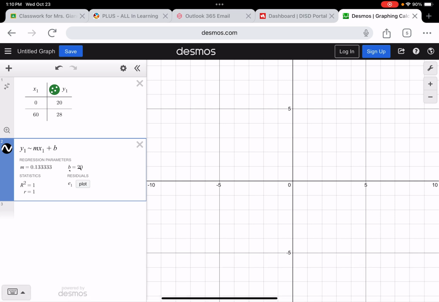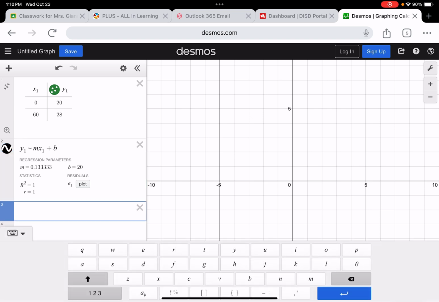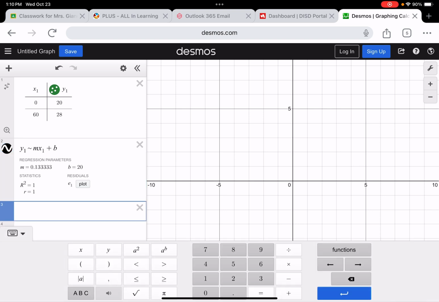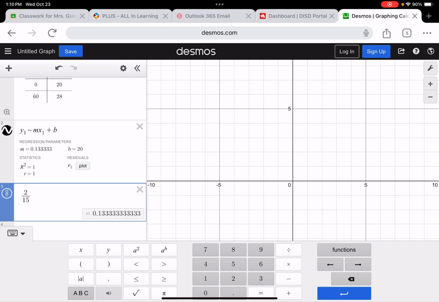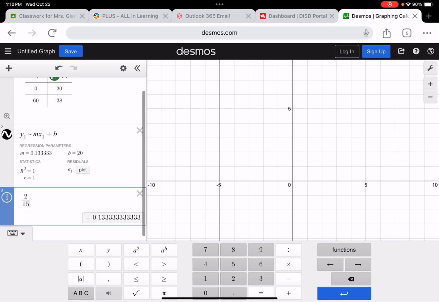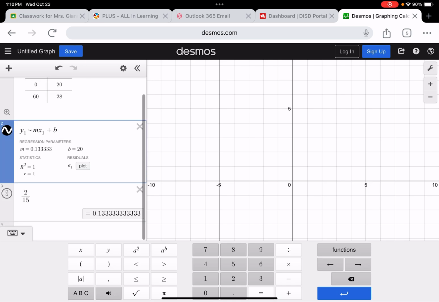So we already know that our y-intercept or our b is 20. To figure out if our slope, which was the 2 over 15, is equivalent, we're going to go ahead and divide 2 divided by 15. And you can see that 0.133333, which matches our slope right here of m is equal to 0.1333.